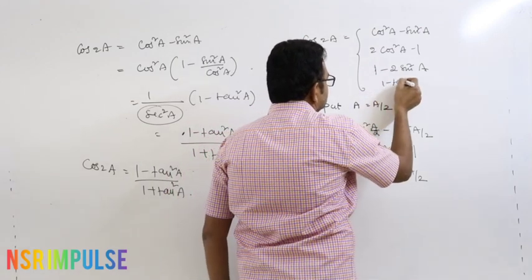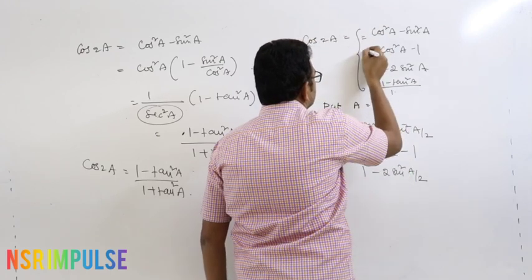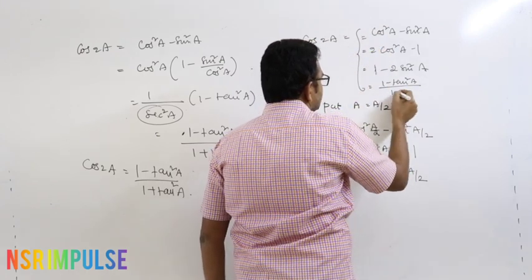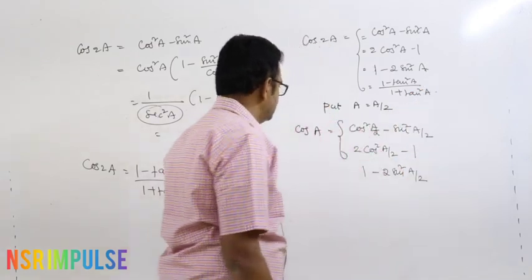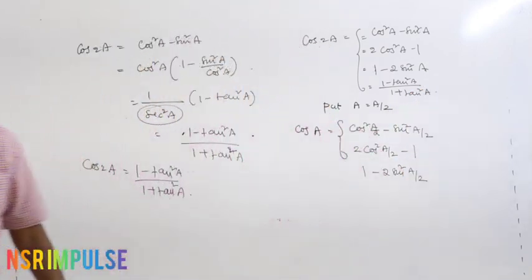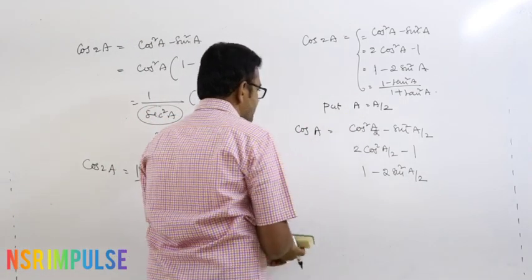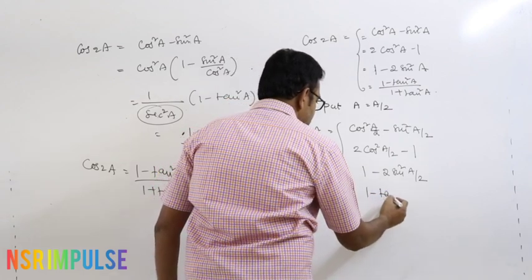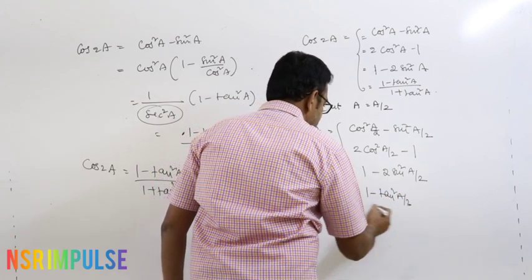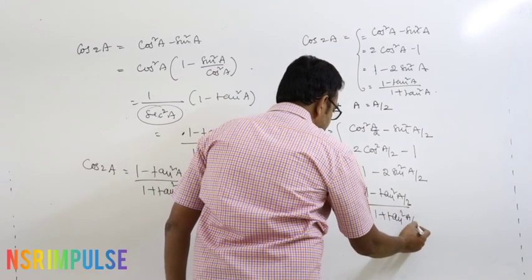1 minus tan square a by 1 plus tan square a, in terms of tan. Or this is 1 minus tan square a by 2 by 1 plus tan square a by 2.